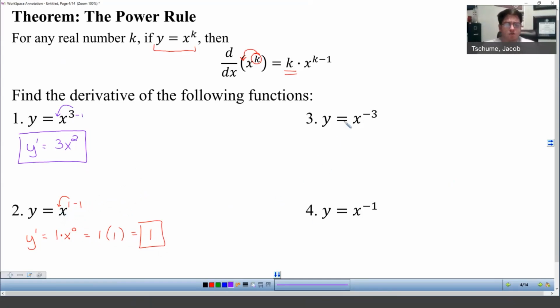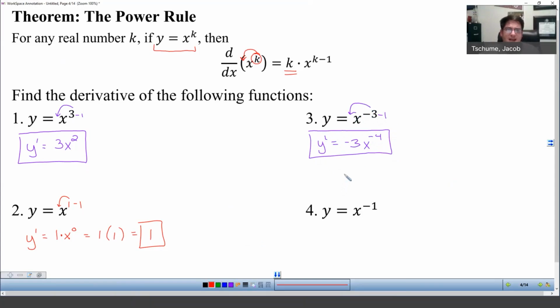Make sure you're also comfortable with negative exponents. So number 3 says y equals x to the negative third. When you find the derivative of this, so y prime will be, bring the negative 3 to the front, leave the x alone, and then subtract 1 from the power. Negative 3 minus 1 is negative 4, and that will be your derivative.